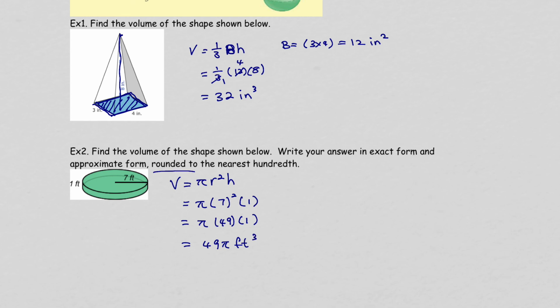And if it says round it to the nearest hundredth, it means get rid of pi. So you replace pi with 3.14 and multiply it by 49. You will end up getting, wiggly line, 153.86 cubic feet. So that's the format of the solution they wanted.